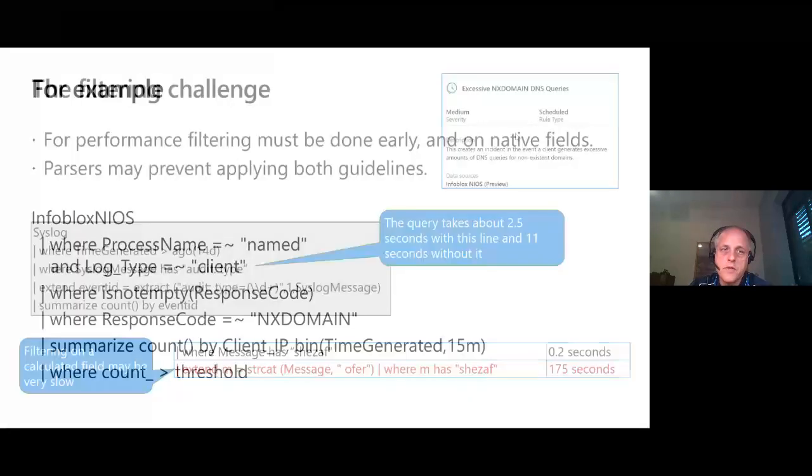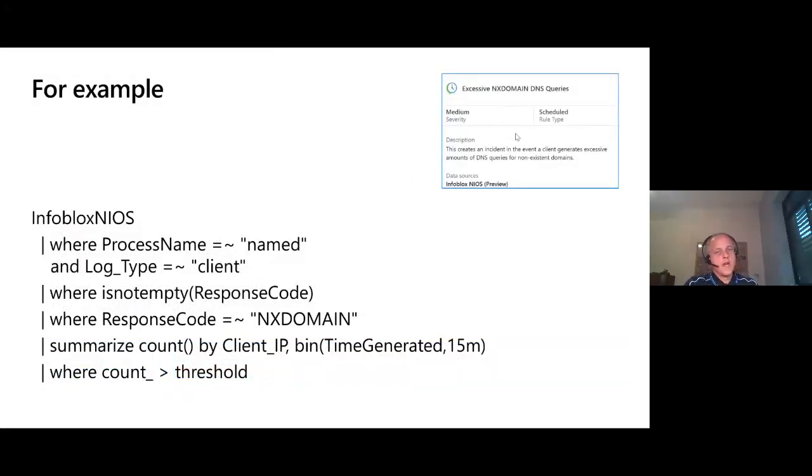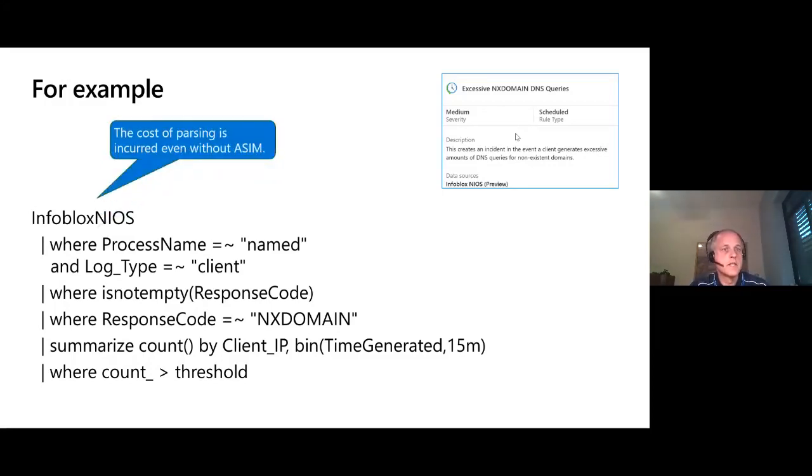But parsers do not allow for that. Let's look at this one. This is a real rule that exists today. It's not an ASIM rule, so the challenge is there already today. ASIM, as I mentioned, can solve things which are slow today. Infoblox NIOS is a DNS security system, or DNS server, and it sends events using syslog. So the Infoblox NIOS parser parses syslog. The cost of parsing is there even if you don't normalize.